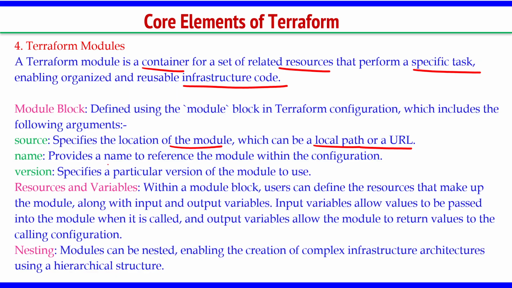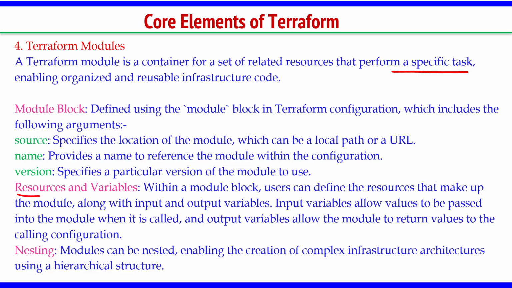Next, name means providing a name to reference the module within the configuration, and for version, we have to tell the version of the module which we are going to use. Okay, so what are these things? It's a container. Each module is a container for a set of related resources. All the resources which are linked to each other, we are trying to group them, the resources which perform a similar task, and we call that group a module, right?